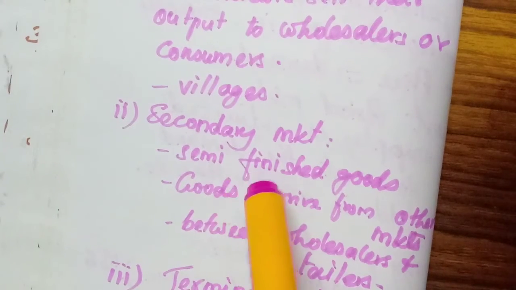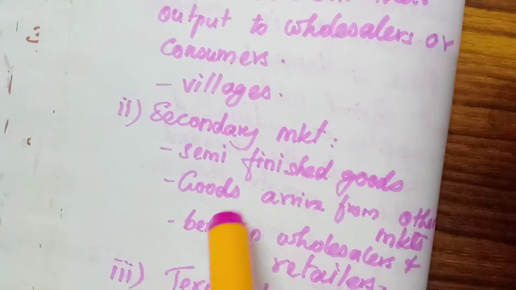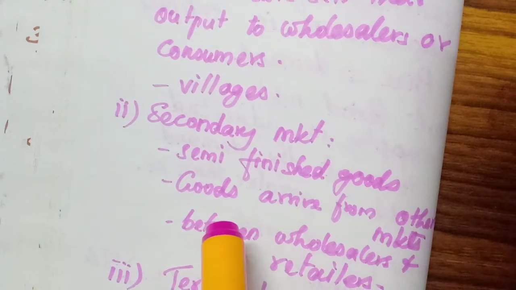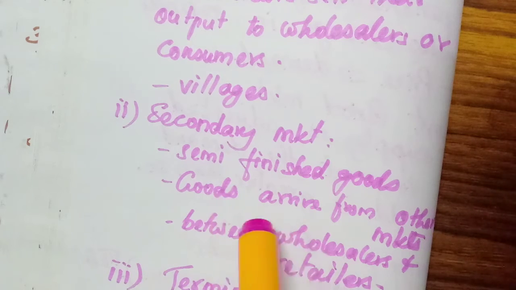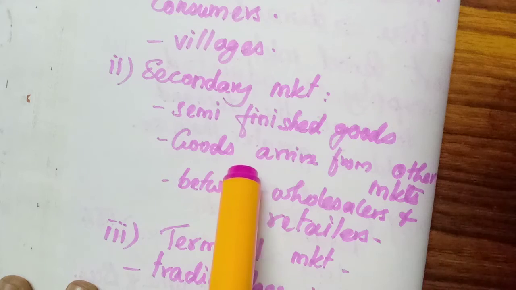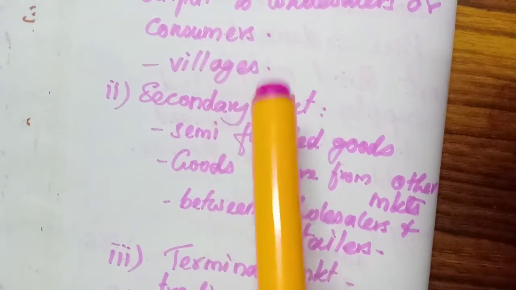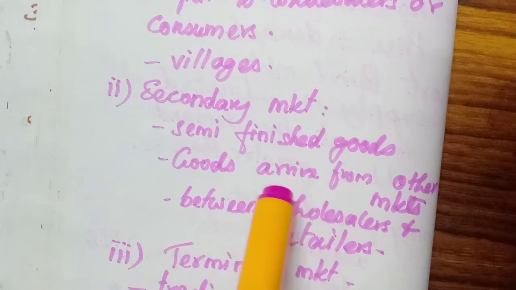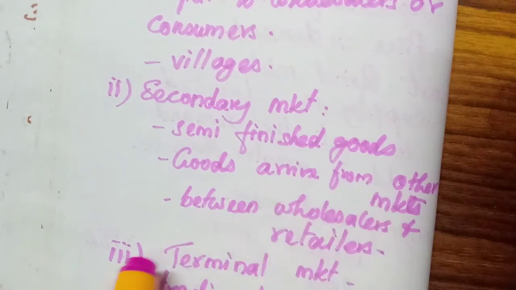Okay, then the other one, secondary market. Secondary market means here they deal with the semi-finished goods. Okay, here they will sell the semi-finished goods. Here they will not sell only goods from the same villages. Here goods can arrive from other markets also, other places also.